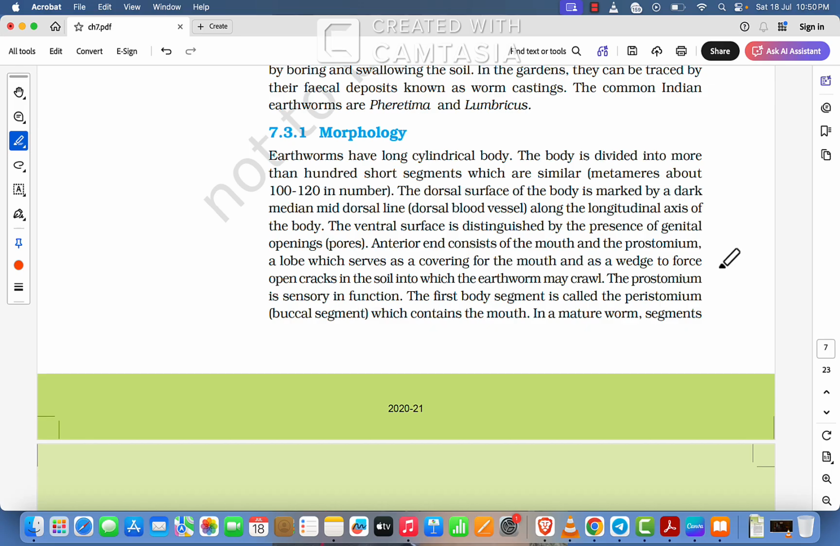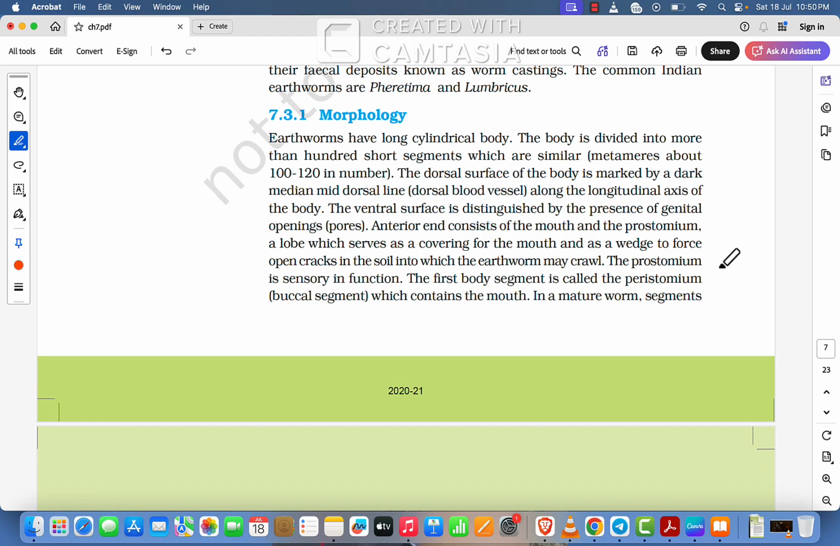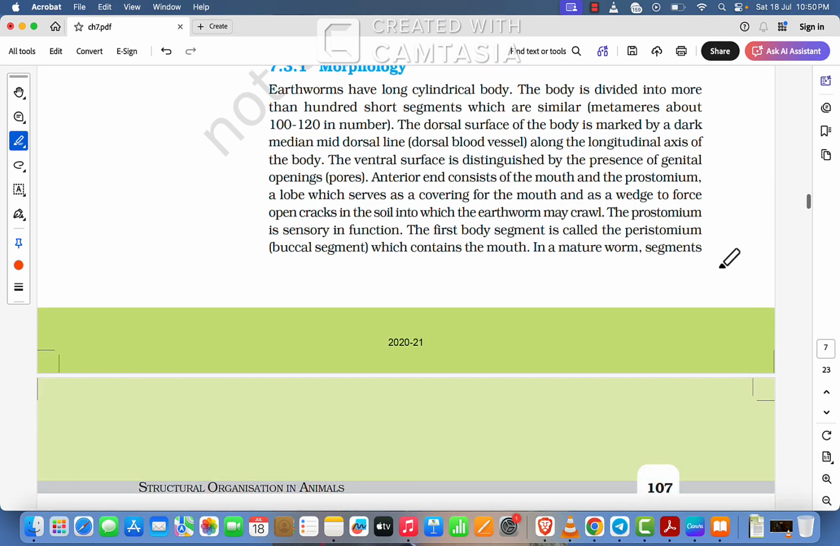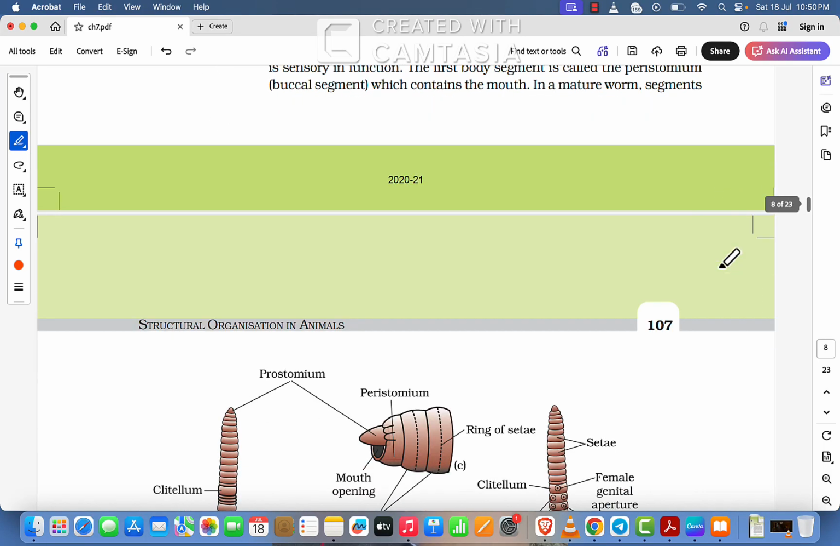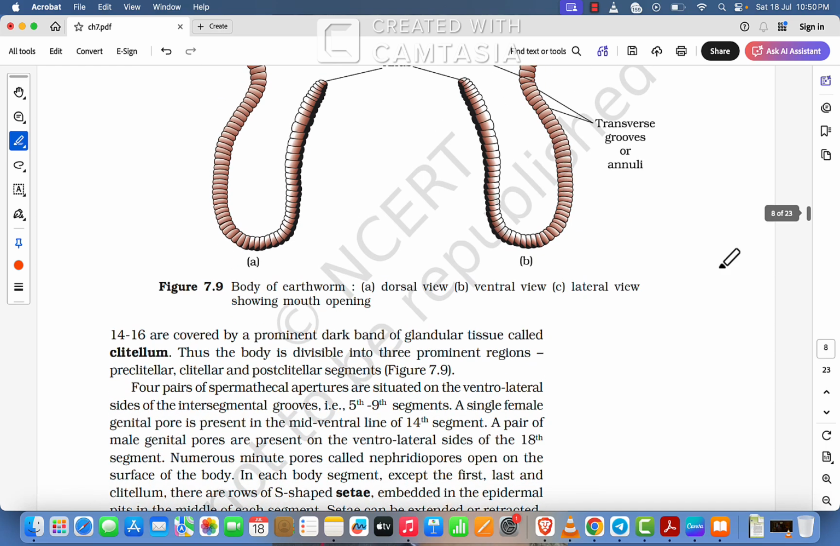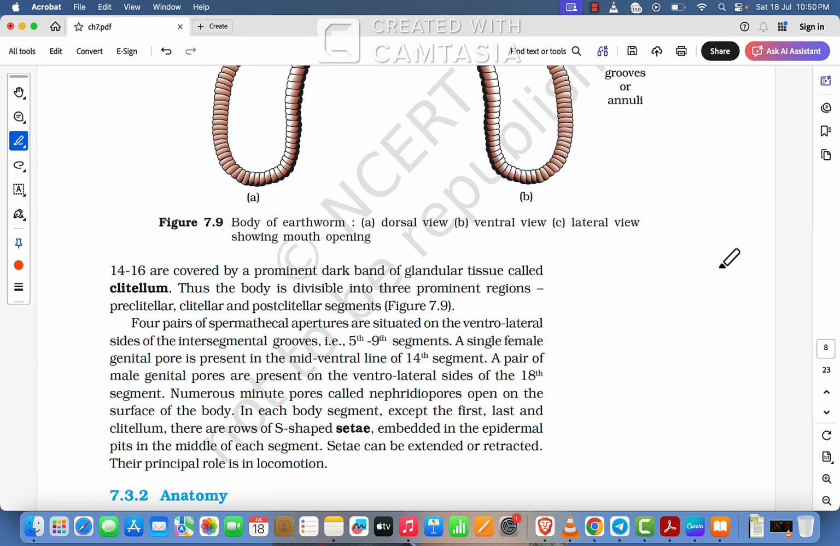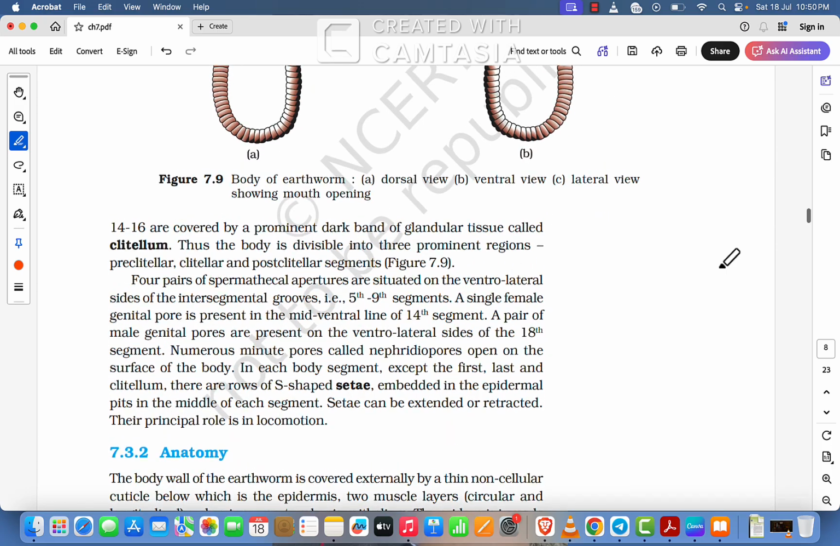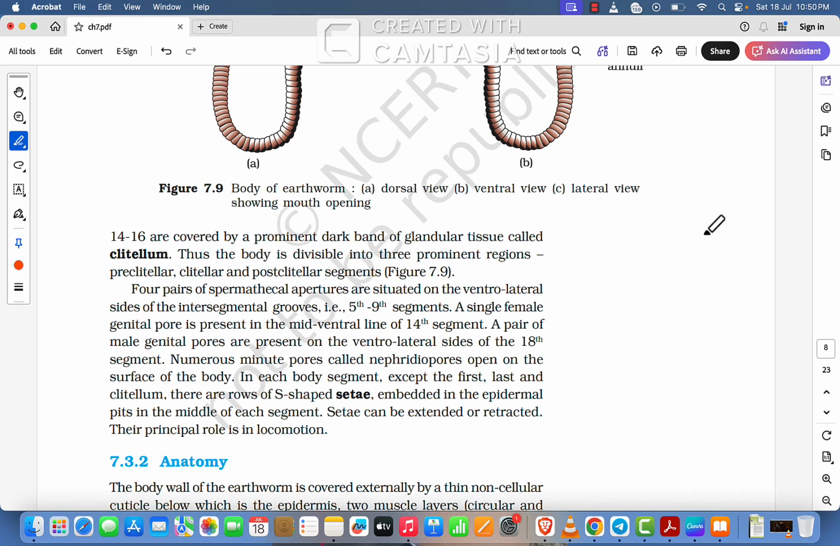The prostomium is sensory in function. The first body segment is called the peristomium, or buccal segment, which contains the mouth. In a mature worm, segments 14 to 16 are covered by a prominent dark band of glandular tissue called the clitellum. Thus, the body is divisible into three prominent regions: pre-clitellar, clitellar, and post-clitellar segments.